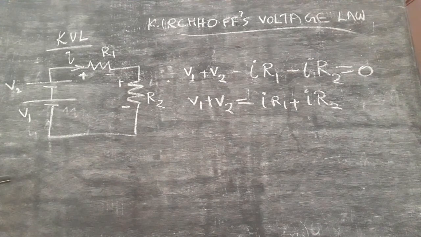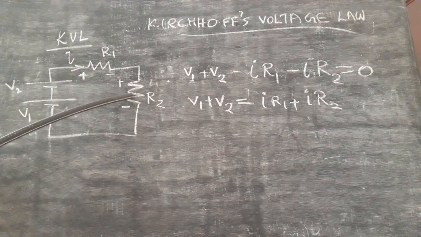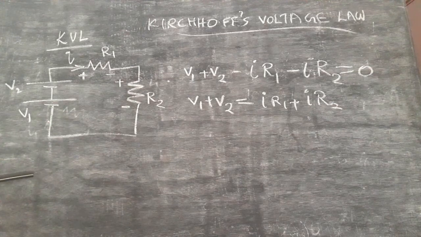Now let us see. What is the voltage of the source V1? Voltage of the source V2. Voltage drop in this element: this is a resistor. Therefore, voltage drop V is equal to IR1. This is also a resistor. Voltage drop in this element is equal to IR2.